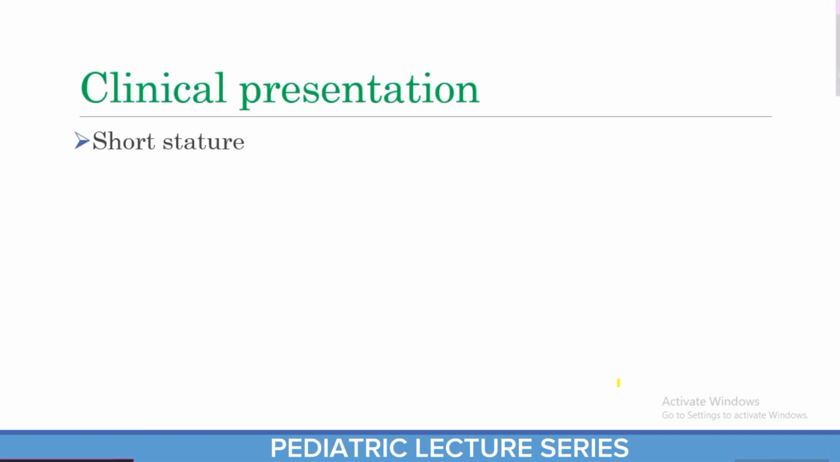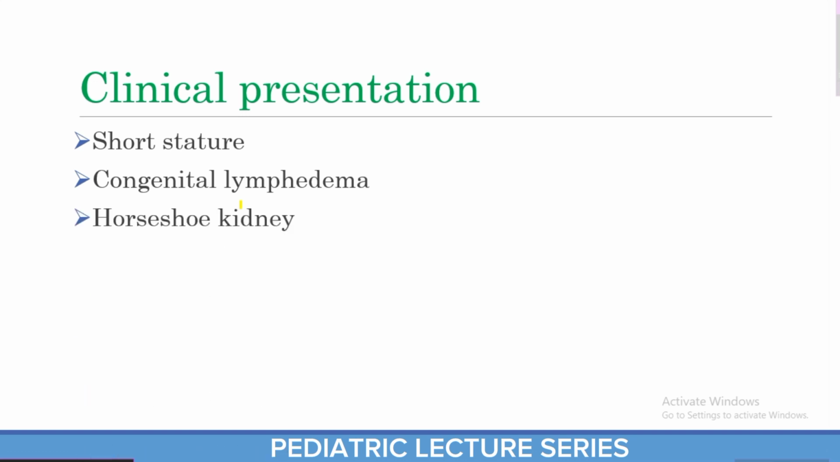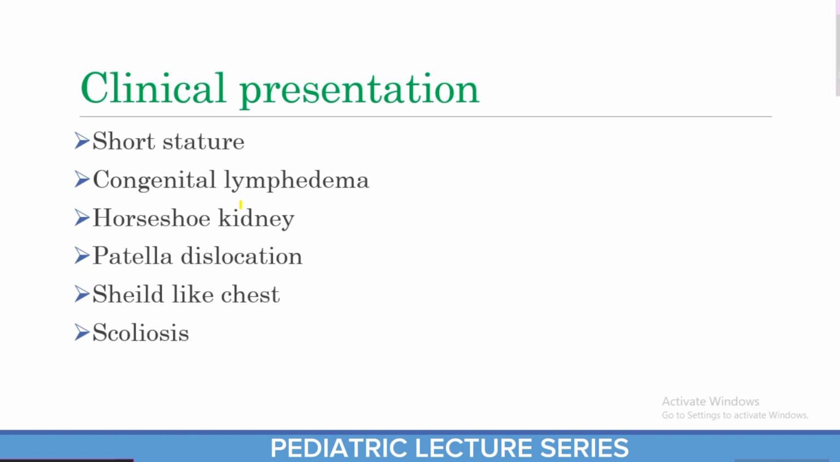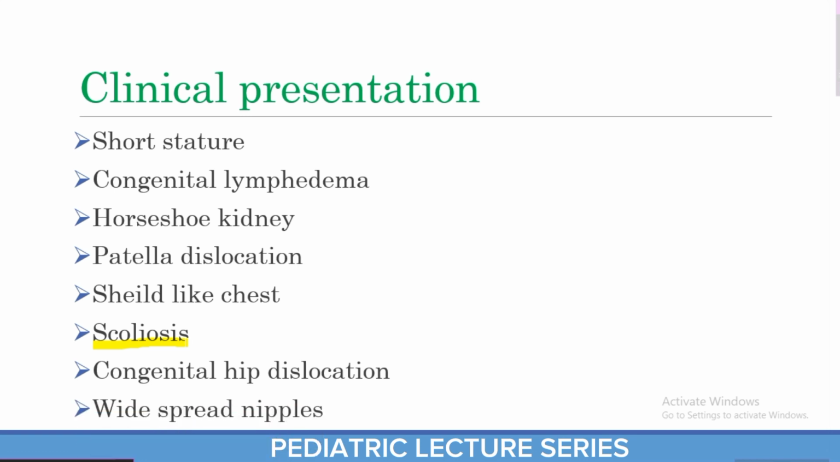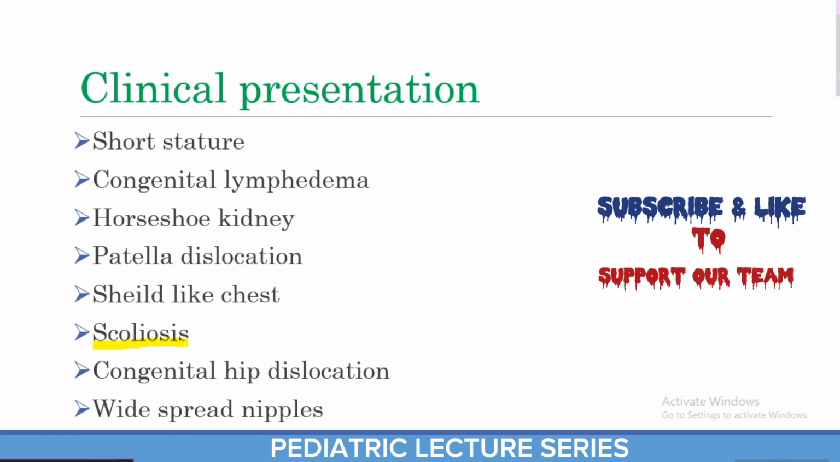Clinically, these patients will present with short stature, congenital lymphedema, horseshoe kidney, patellar dislocation, shield-like chest, scoliosis. This is the medical abnormality with a curvature of the spine. It can either take the S form or the C shape. Then you have congenital hip dislocation, and on physical exam they will also present with widely spaced breasts.